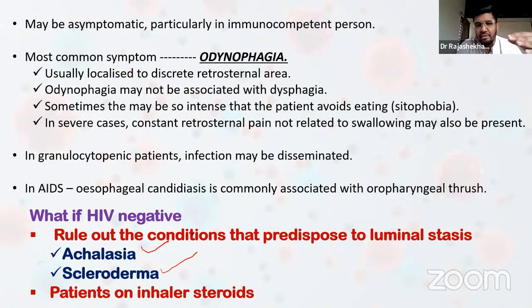So this can be an entrance exam question in future. If a patient with candidal esophagitis is HIV negative, what are the other causes to be ruled out? Most commonly it is luminal stasis, maybe secondary to achalasia or scleroderma, or the patient may be on inhaled steroids.